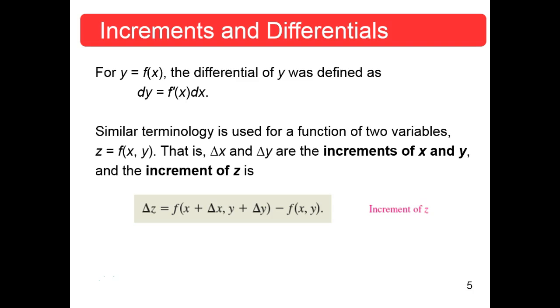If you think about it, in Cal 2, we would then take the integral of both sides, and this would be y, and this would be some function of x. In fact, it would be f of x plus some c, unless it was a definite integral. For an indefinite integral, it would be a plus c. Similar terminology is used for a function of two variables, z equals f of x, y. That is, delta x and delta y are increments of x and y, and the increment of z is delta z.